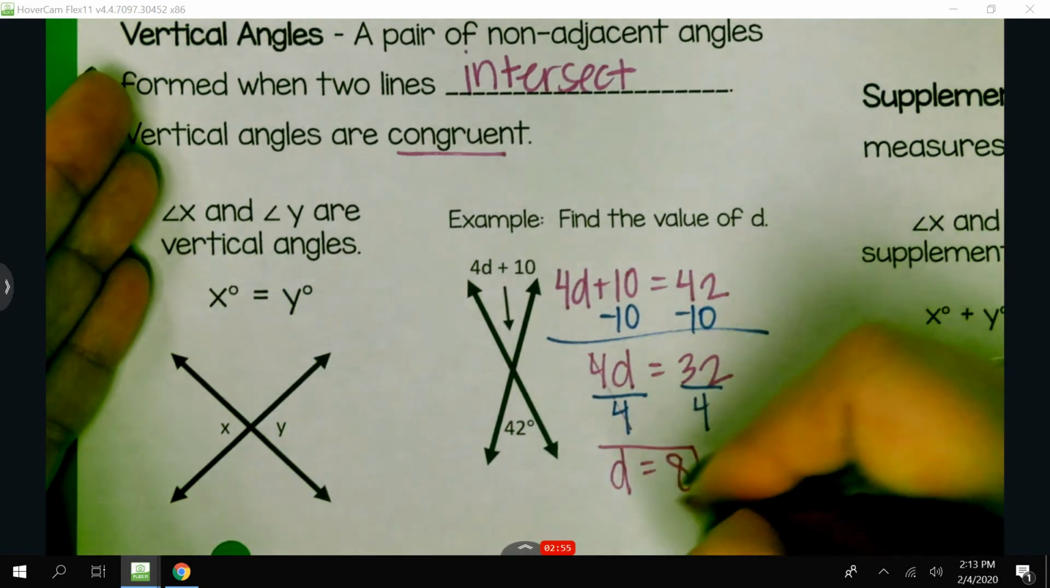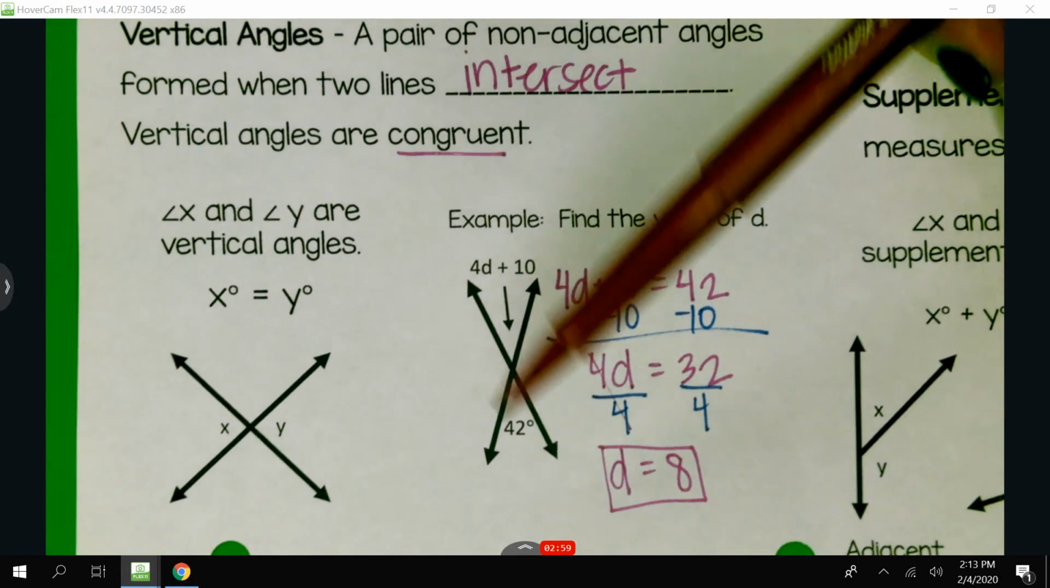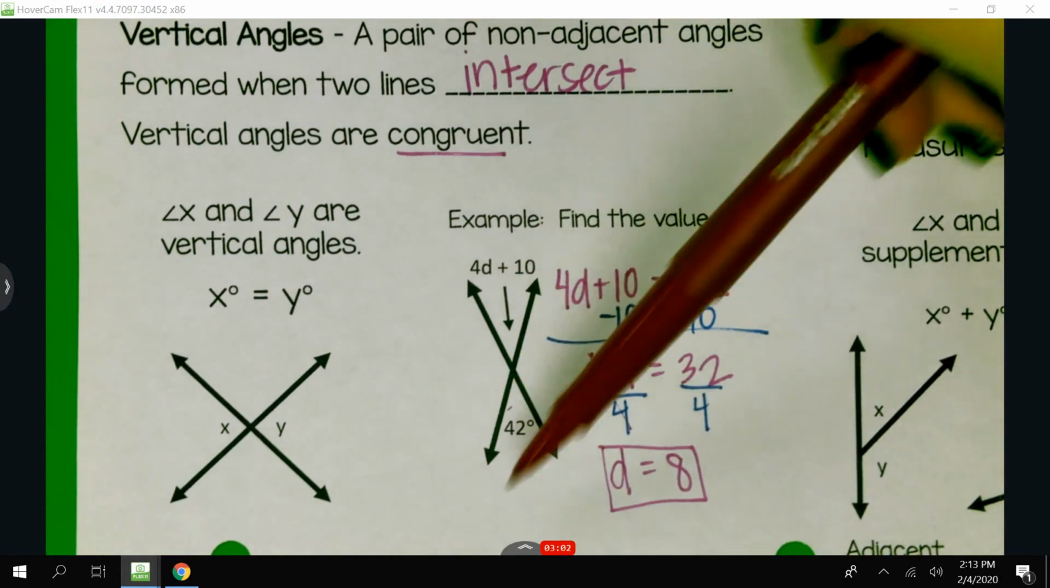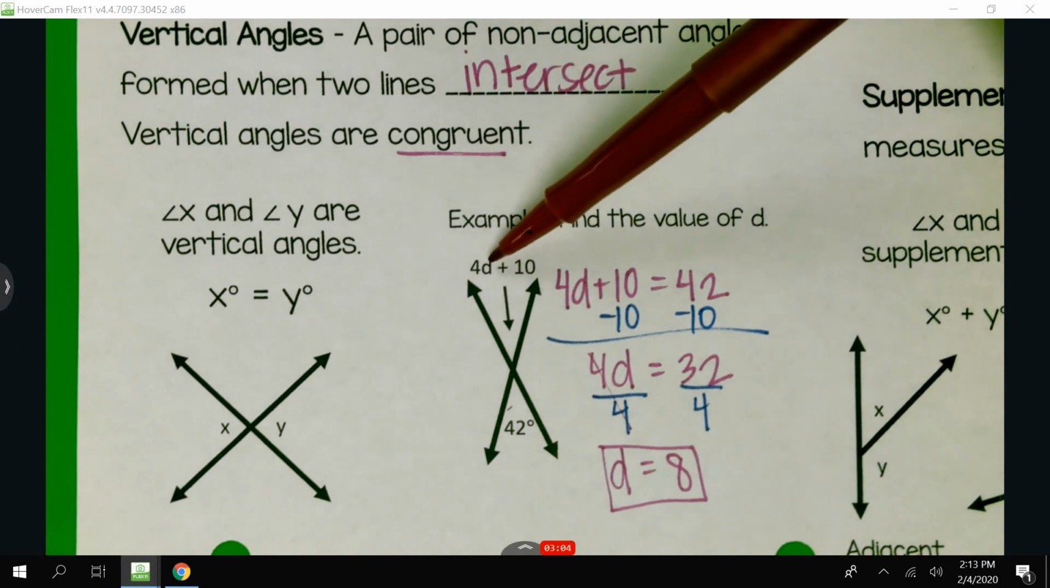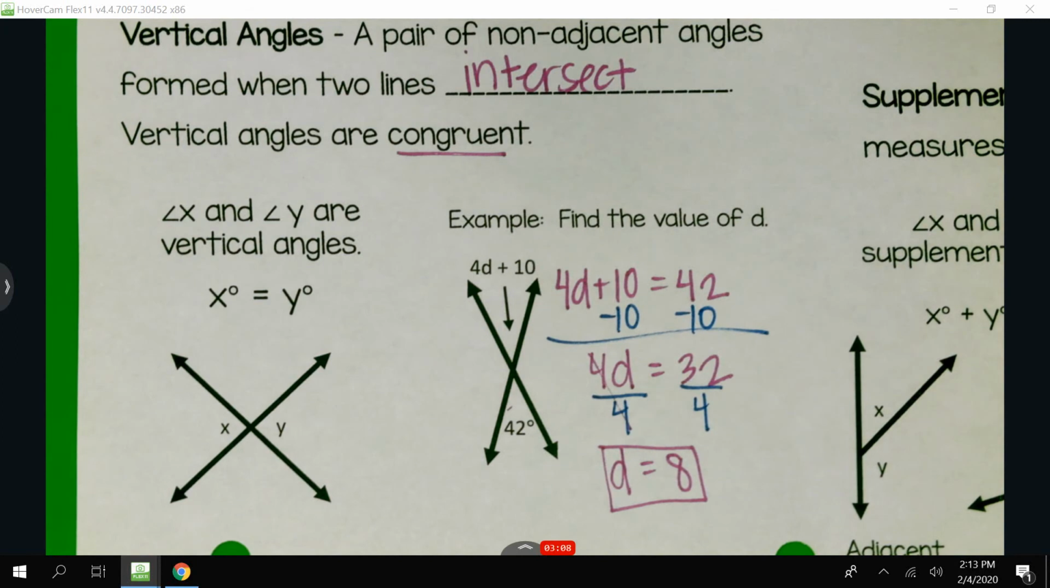Could you check and see if you did that correctly? You could. You know that this has to equal 42. So 4 times 8 is 32. 32 plus 10 is 42, so it checks. Okay. Questions on that?